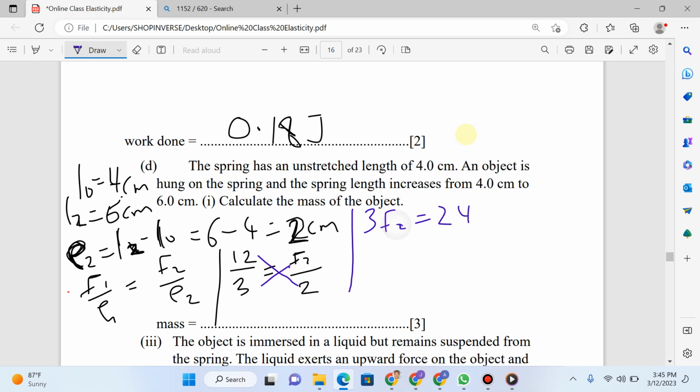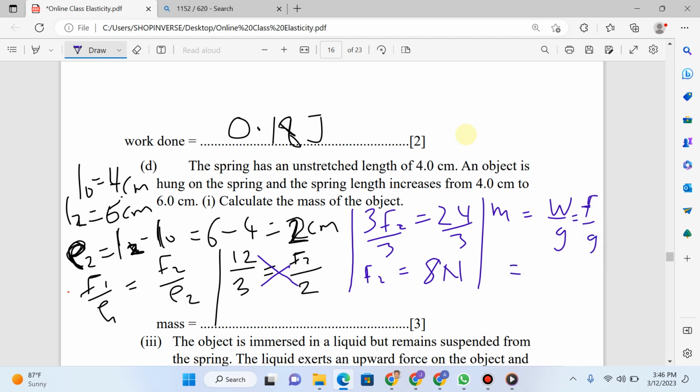If 3F2 is equal to 24, divide both sides by 3. Automatically, F2 is equal to 8 Newton. If the weight is 8 Newton, what is the mass? Mass is weight divided by gravity. Do not forget that the weight is the same thing as force. So 8 divided by gravitational field strength, which is 10, gives us 0.8. So we have our mass as 0.8 kilogram.